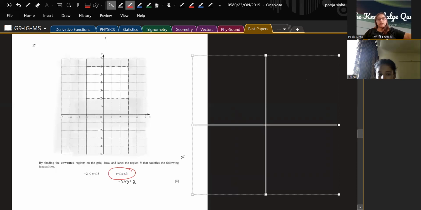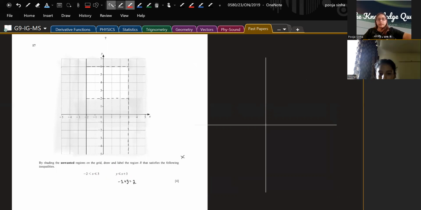Y is less than or equal to x plus 3 and x is between minus 2 and 3. Okay, let's understand this. Sabse pehle, before we even start this, we will first make a line of y is equal to x plus 3. Okay, so we'll make that line. So how do I make that line? Y is equal to x plus 3. How do I make it?